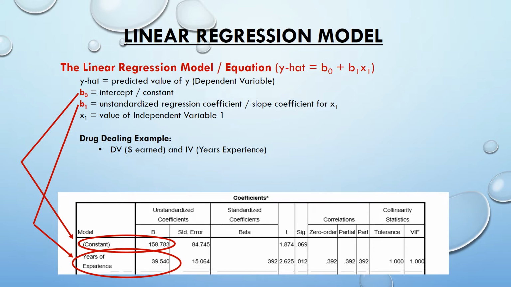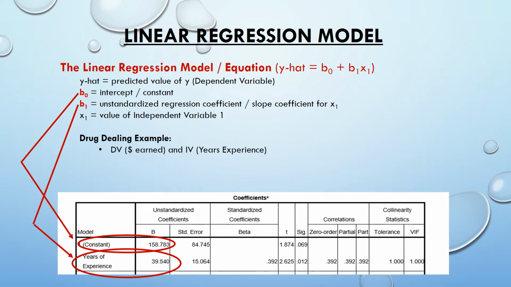If that's our outcome, we're trying to predict it. Once again, we're working with sample data, so we're never going to be 100% perfect. There's always going to be error. That's why we're referring to it as the predicted value of the dependent variable. So that's that y hat in this mathematical equation. Then we have b sub 0.